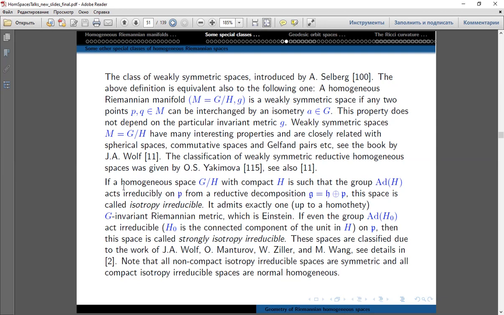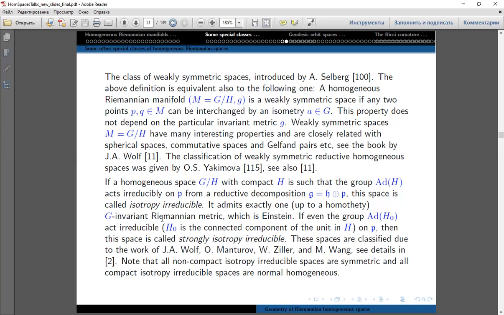Yes, and another important class of homogeneous spaces is isotropy irreducible. If a homogeneous space G mod H with compact H is such that the group H acts irreducibly on the reductive complement P from a reductive decomposition, this space is called isotropy irreducible. Yes, H acts irreducibly on P. It admits exactly one, up to homothety, G invariant Riemannian metric, because all H invariant metrics differ by a multiple, in fact. Therefore, we have, in fact, only one invariant metric up to homothety.